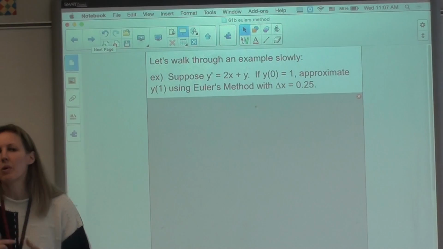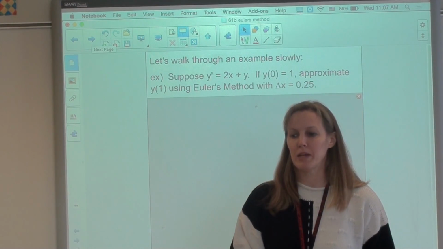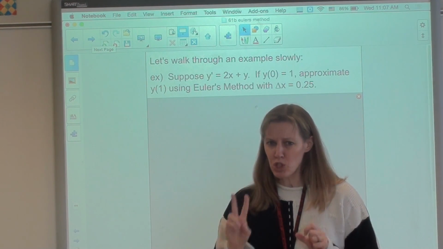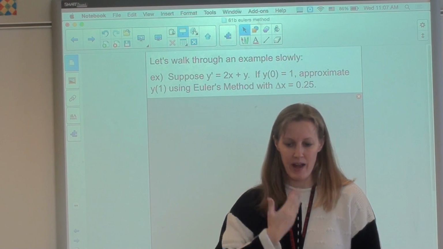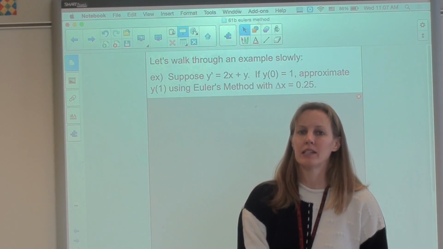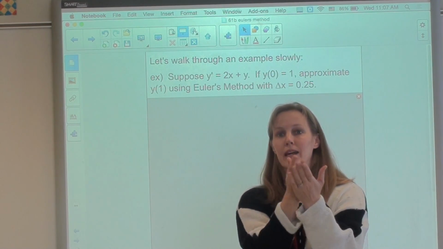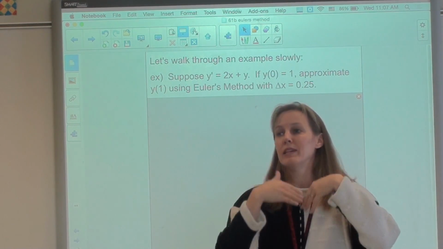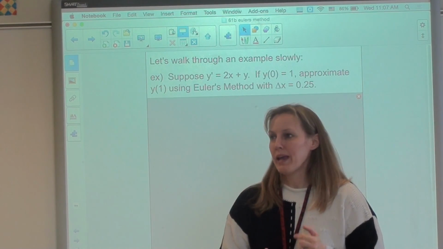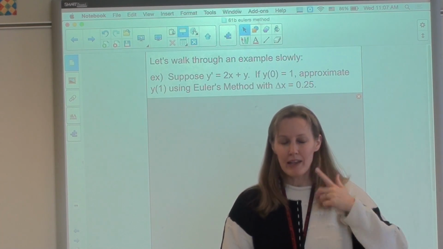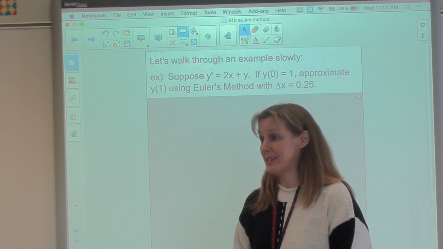All right, so we're going to slowly walk through an example. Similar to Newton's method. I don't know if you remember Newton's method, but there were two ways to do it. One way was to just walk through by hand: find the equation of the tangent line, find the x-intercept, plug that into your function, get the next x, find the slope, find the next equation of the tangent line, and you just keep walking through it. I like that way because it's easy to remember. It's a process.